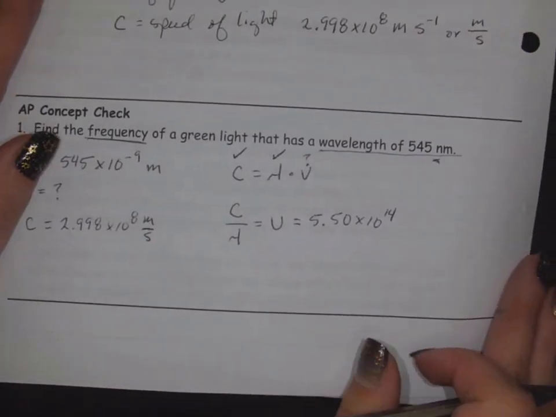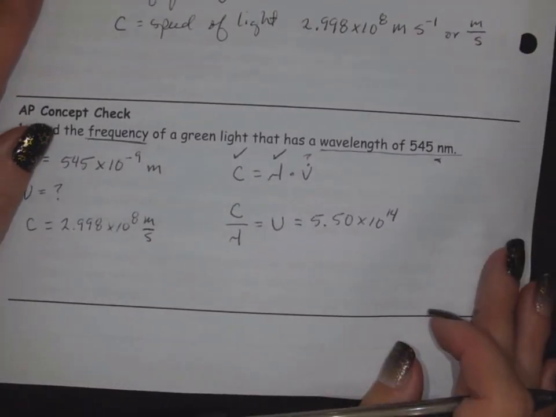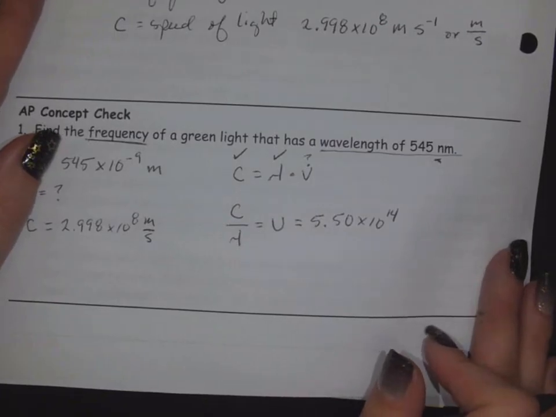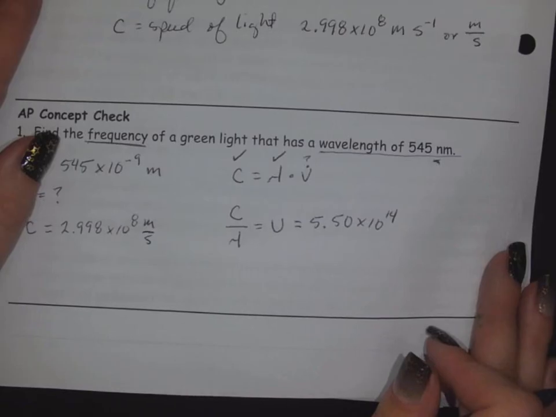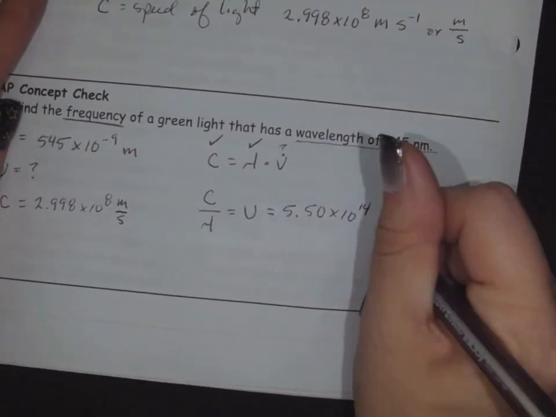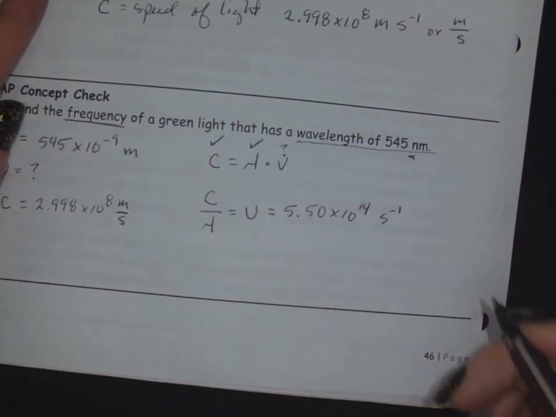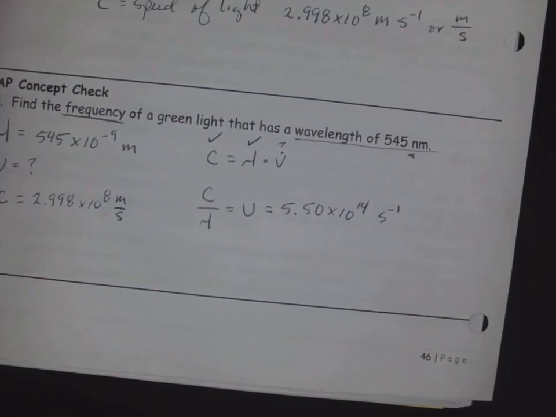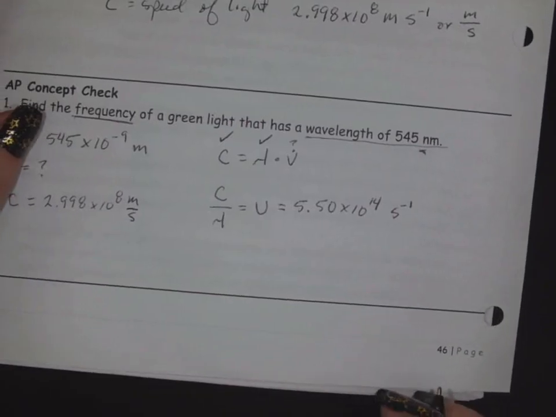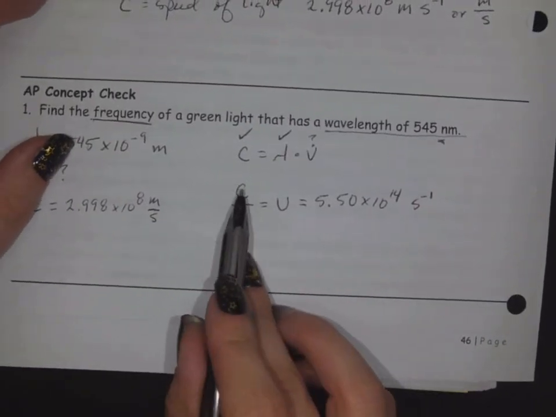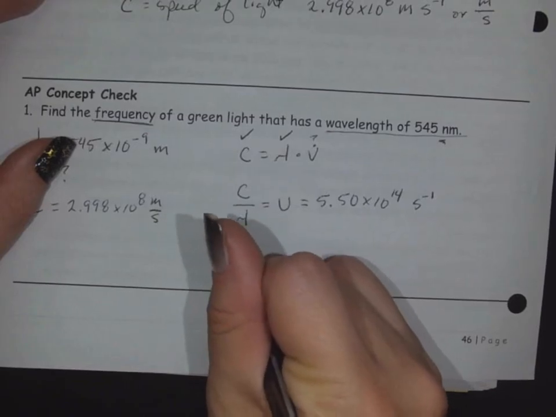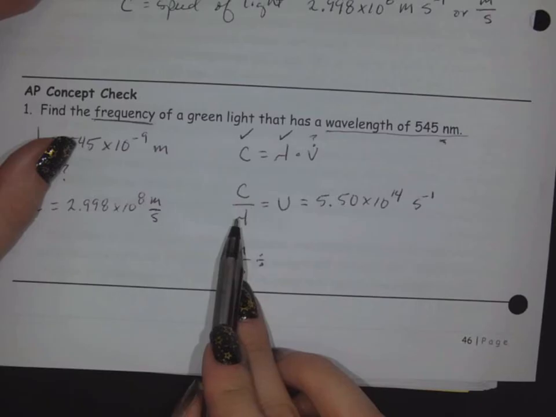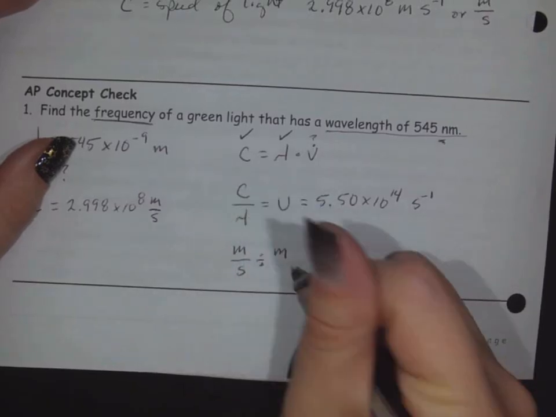The fastest way to go about this, and unfortunately we do value that time component on these timed tests, is to memorize that frequency has units of inverse seconds, however you're choosing to write that, or hertz, right? If you've forgotten, though, then you can do a quick unit analysis. You can say speed of light is meters per second. I am dividing that by wavelength, which is meters.